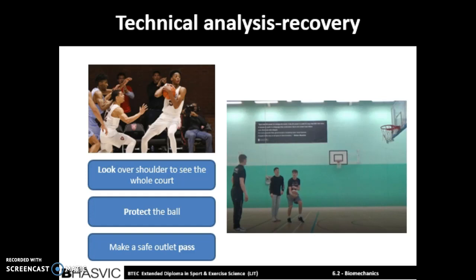Billy's recovery phase is probably the weakest phase of his box out. This is because he doesn't look over his shoulder, so he was not aware that there were no defenders when making his outlet pass. Also, if he looked at the whole court, there may have been a teammate in a better position, and they could have scored a fast break point if he made a good outlet pass. Also, Billy does not protect the ball after grabbing the rebound, so the opposition could easily steal the ball from him.